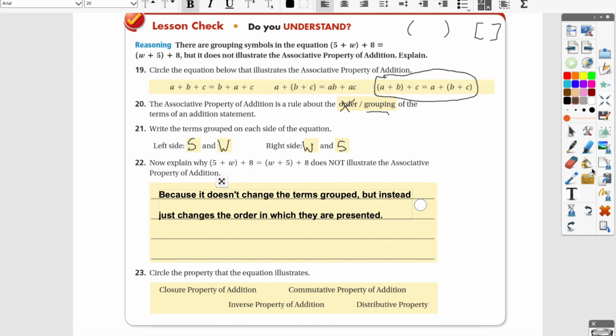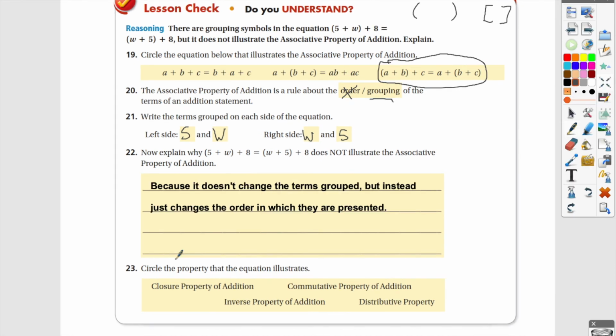So the very last question will be, circle the property that the equation actually illustrates. Well, if we're changing the order, or not changing the grouping, then I'm going to say that this is actually going to be the commutative property of addition.